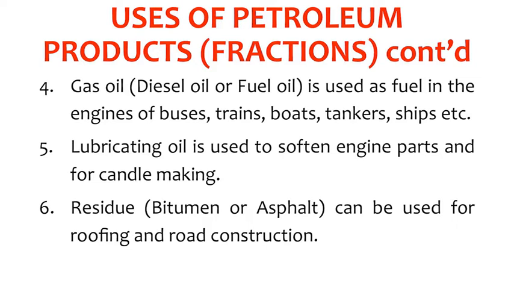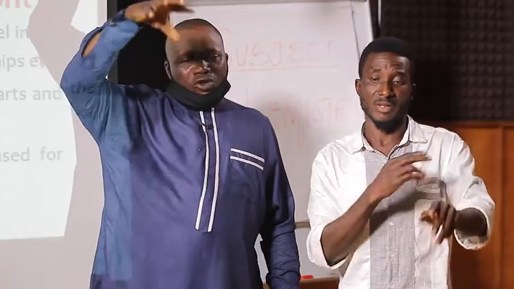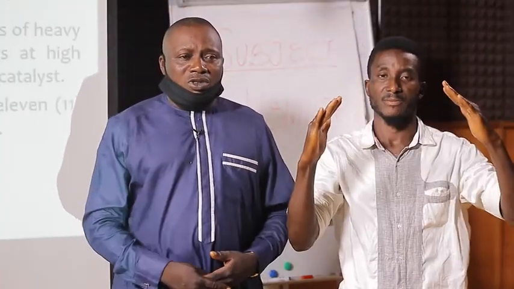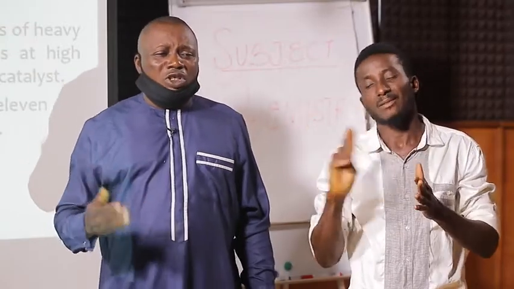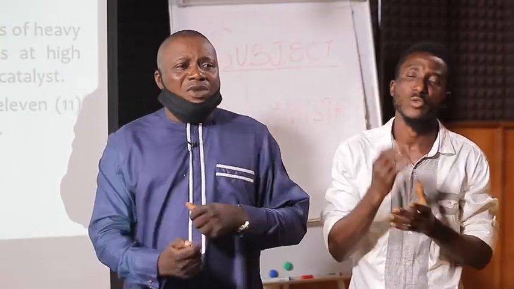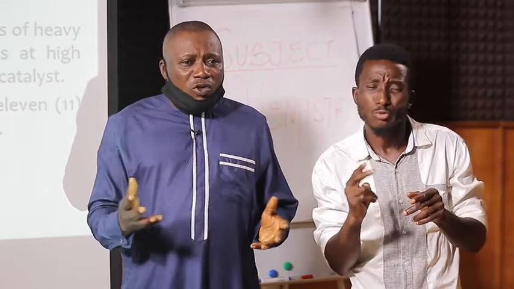We also have what we call bitumen. Yeah, that thing that we use in tarring our roads and also in roofing to protect water from percolating through our roofs. These are the various fractions of petroleum, just to mention but a few. Some of them can be redistilled again. Then we have other products.